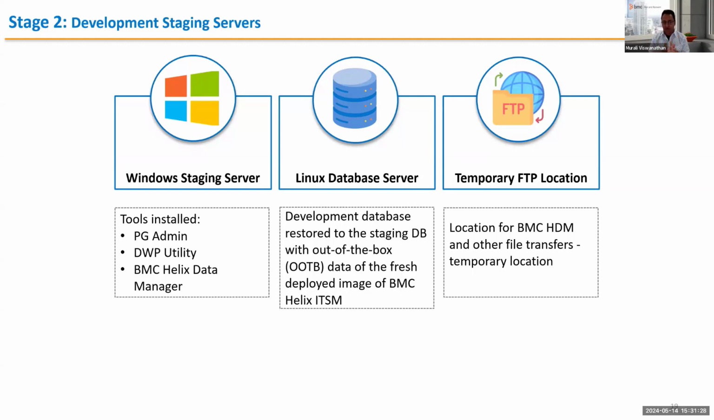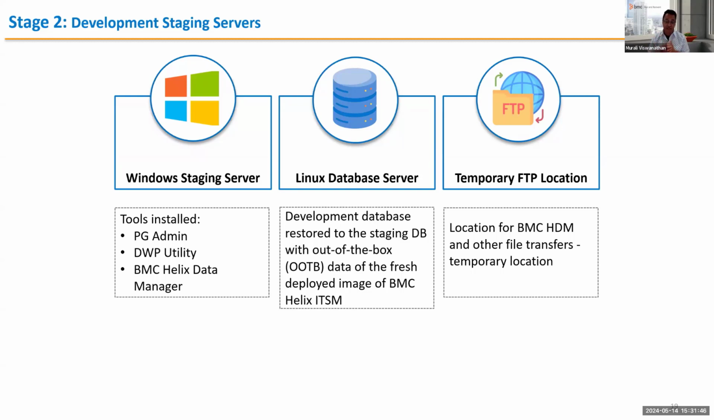You'll be given a Windows server with the Postgres pgAdmin tool, which will give you access to the Postgres database. Then you'll have a DWP utility, as I said, for migrating DWP-specific data, and HTM to cover the rest of the data you need for the ITSM, digital catalog, and Smart IT.